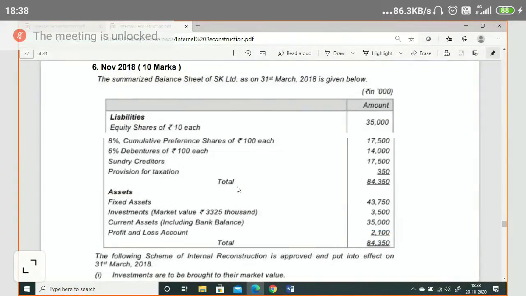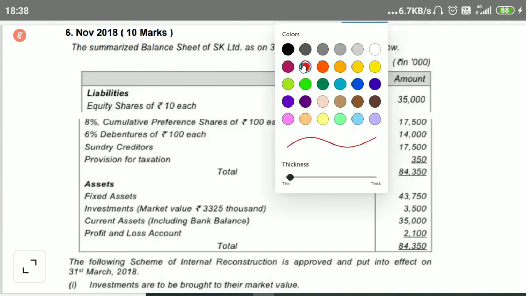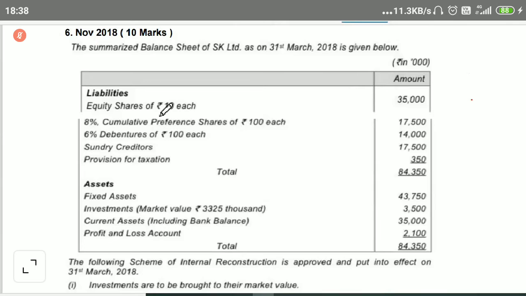Summarized balance sheet of SK Limited, March 31st, 2018. Equity shares of rupees 10 each, and it is in millions, so 35 million. Remember, 10 lakhs make 1 million. So 35 million, or you can say 350 lakhs. Better get used to millions because now in IFRS, in final, they're all switching to millions. Don't make a mistake here. 35 million is 350 lakhs. Multiply by 10, you will get lakhs.